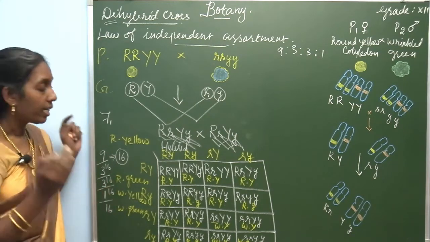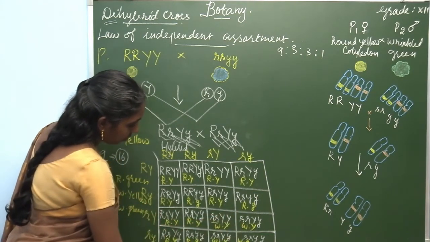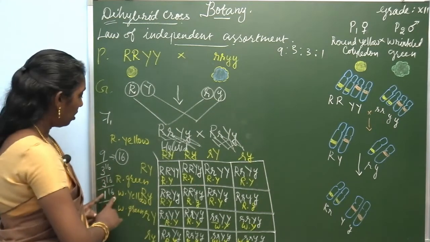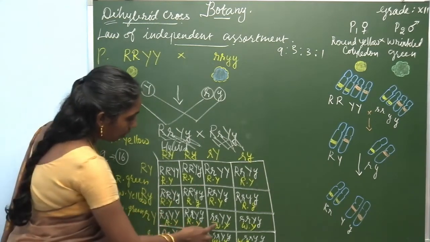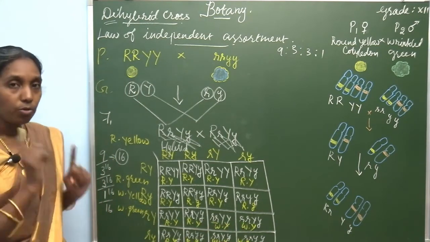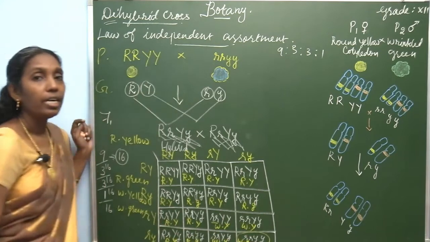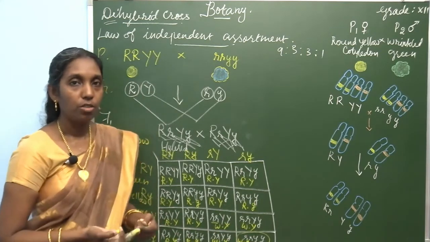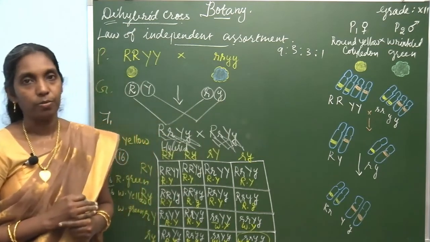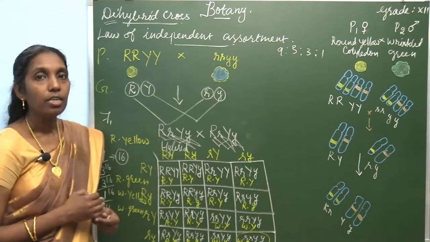Then round green: 1, 2, 3. So 3 out of 16. Then wrinkled yellow: 1, 2, 3, so 3 out of 16. Then only 1 out of 16 is wrinkled green. So the dihybrid cross gives a 9:3:3:1 ratio. I hope you understand this concept very clearly. Let's move to the next question.